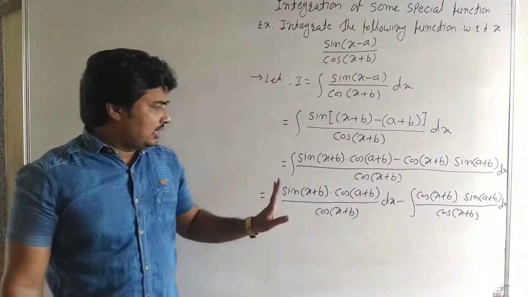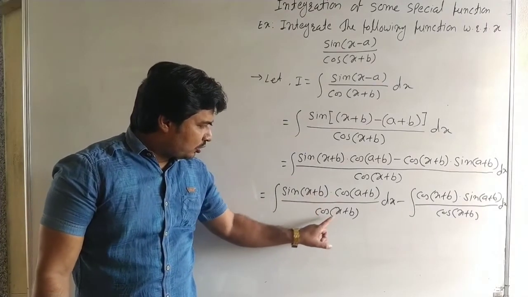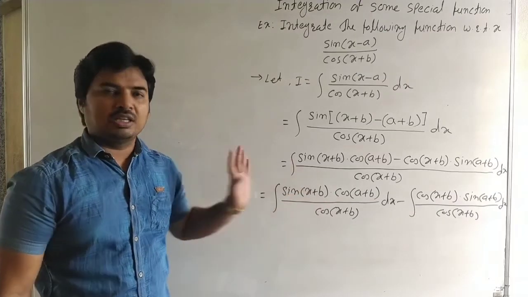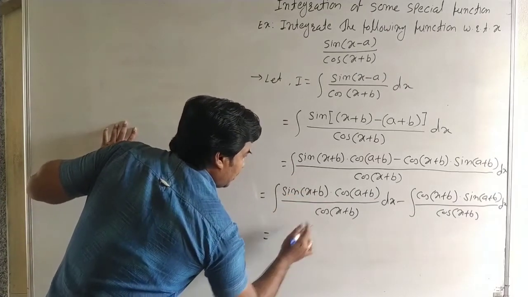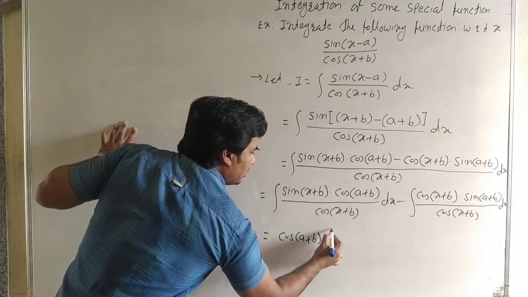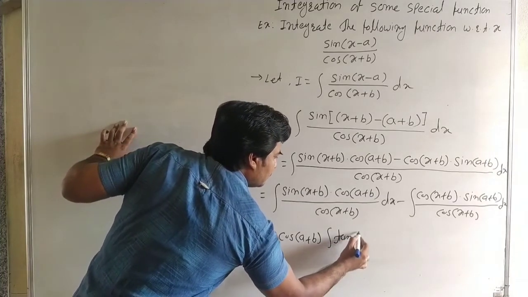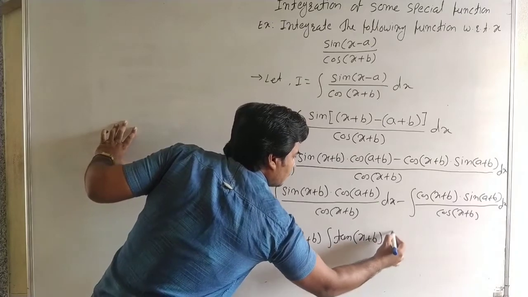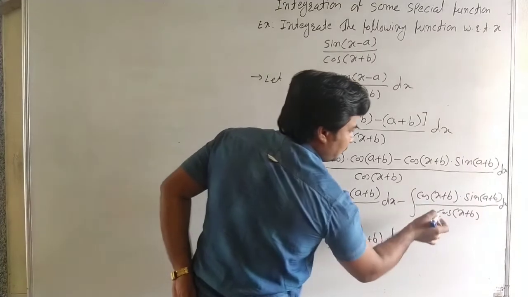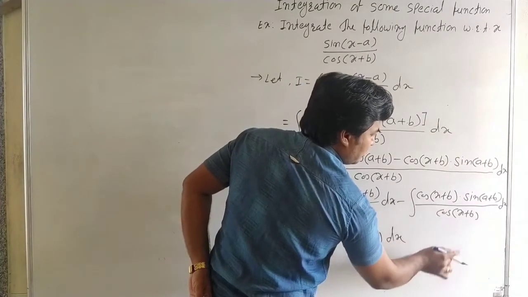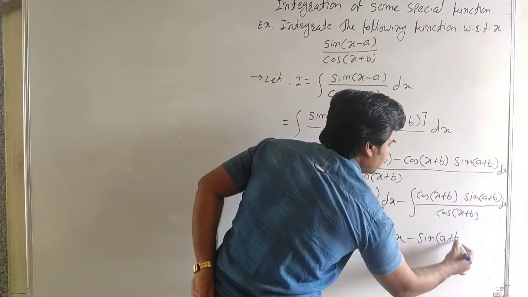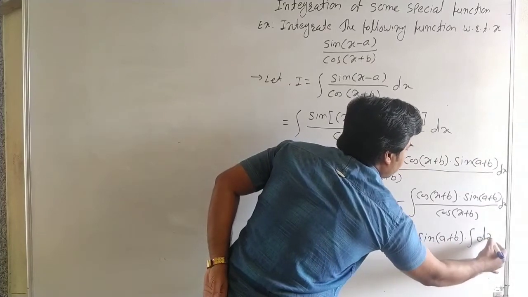Okay, here see carefully. Now here sin x plus b and here cos x plus b, angle is same, so sin upon cos, it is tan. And cos a plus b is a constant, we can write it outside of the integral. Sin upon cos, it is tan, cos a plus b constant. Here cos x plus b, cos x plus b cancel, sin a plus b remains, which is constant, so we can write it outside the integral, integral of dx, that is 1 dx.